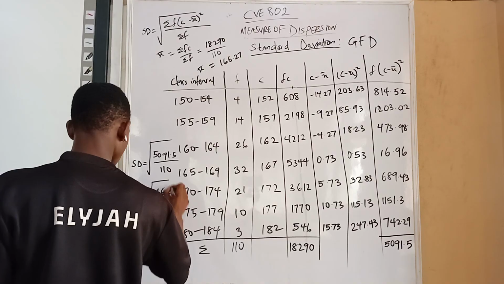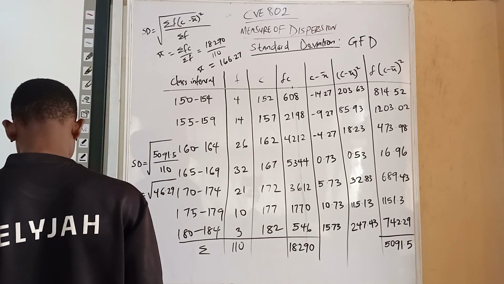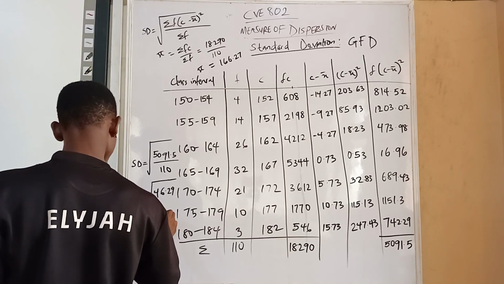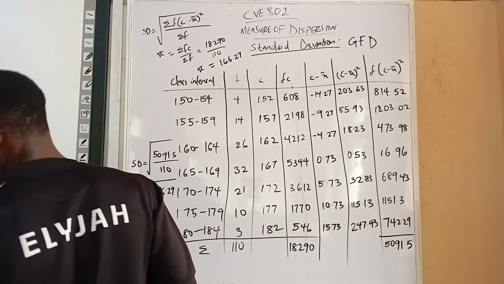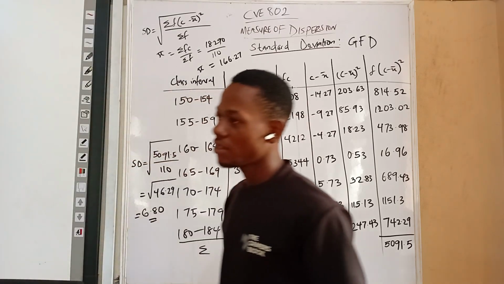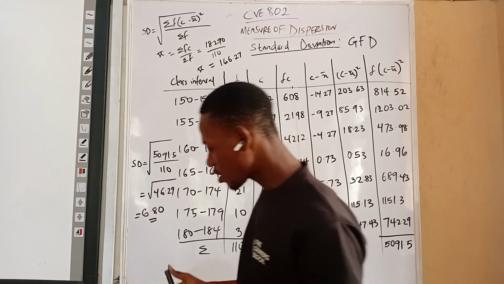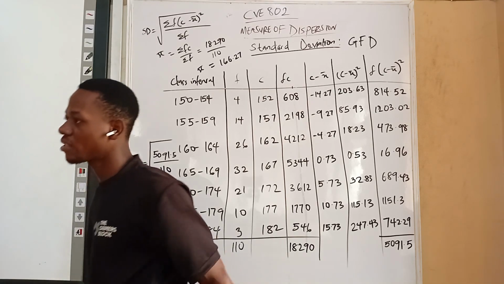46.29. So square root of our answer is 6.8. So 6.8. That's the standard deviation. And mind you, it is possible, from the question, I said we're given the height.